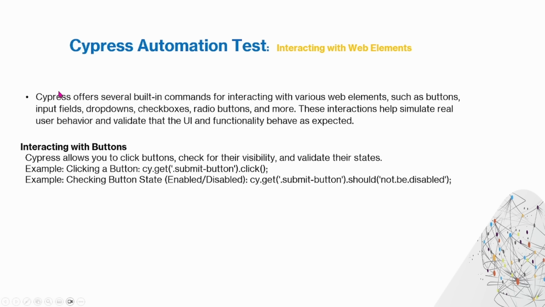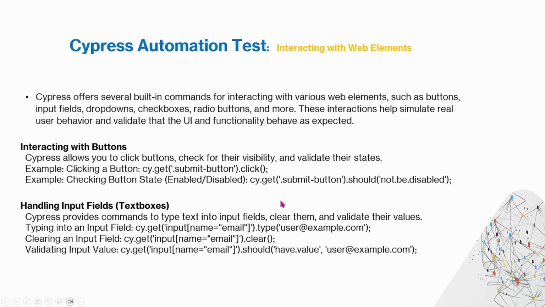So first, let's talk about interacting with buttons. Cypress allows you to click buttons, check for their visibility, and validate their states. To click a button, you can use this command, .click. To check a button's state, you can use should to see if the state is not disabled, and so on.